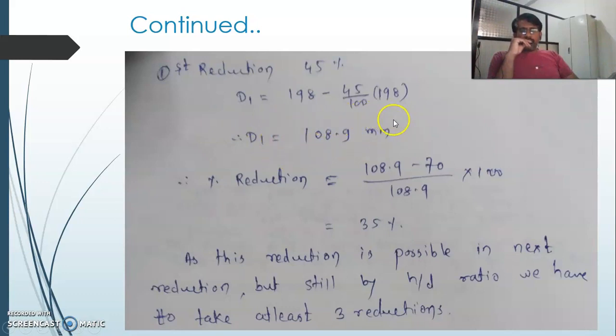should be minimum 30. But in this case the percentage reduction comes as 108.9 minus 70 divided by 108.9, that is blank diameter minus shell diameter divided by blank diameter into 100. So it comes to 35%. After 45% the next permissible value is 30%, so your value should be 30% or less than that.